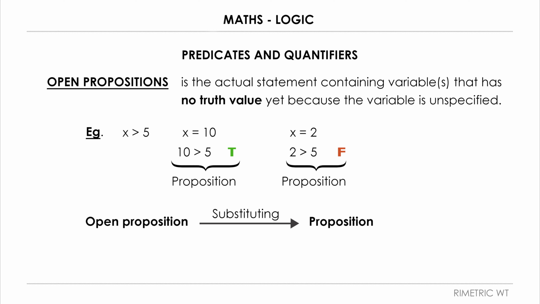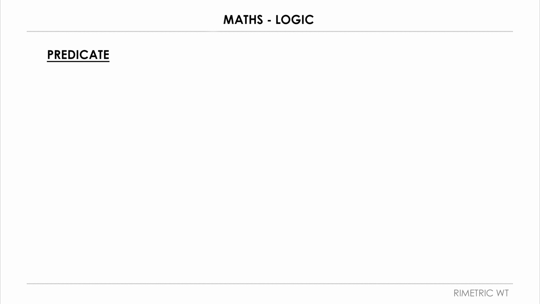The same applies to English-based variables. If I say X is a student in a New York classroom, the truth depends entirely on who we pick for X. As soon as we pick who X is, the statement becomes a proposition by either being true or false. All right, now that we understand what an open proposition is, to make this formal, we use predicate notation. A predicate is the rule or property, often represented by a symbol like P of X, that defines that open proposition, while the open proposition is the statement itself.